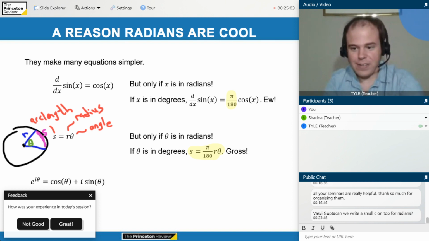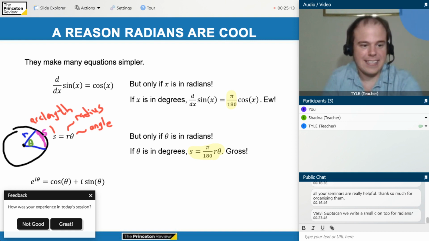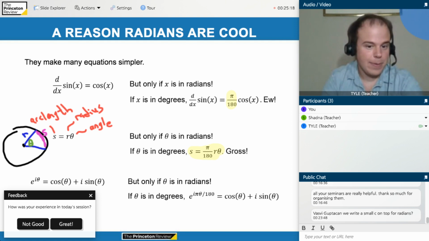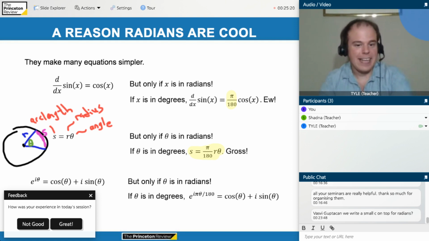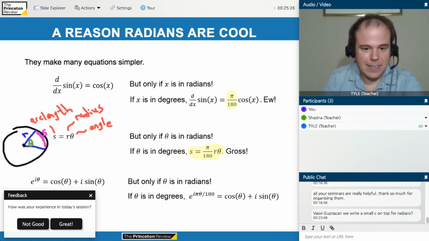And then finally, another formula that you might see in pre-calculus. This is called Euler's formula. E to the i theta equals cosine theta plus i sine theta. Don't worry if you haven't seen this yet, but if you have, keep in mind this only works if theta is in radians. Otherwise, once again, we would need to include a conversion factor in the exponent, this pi over 180.